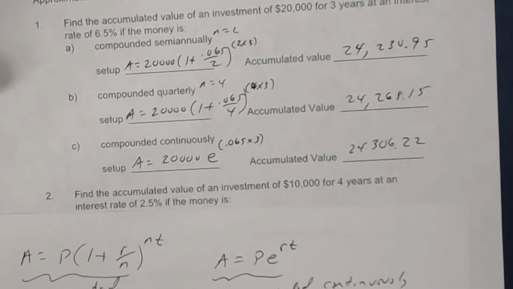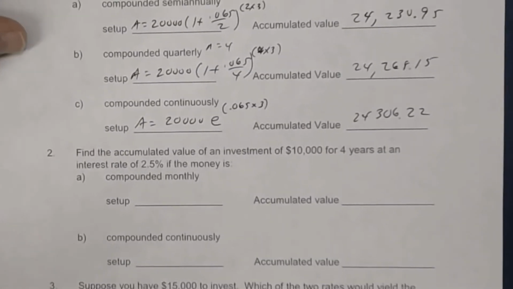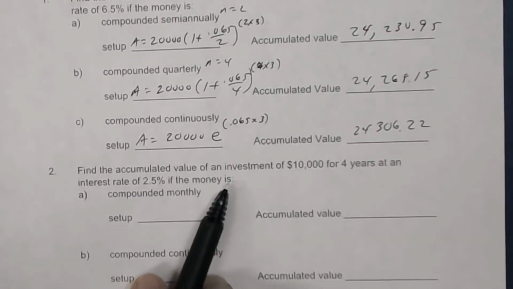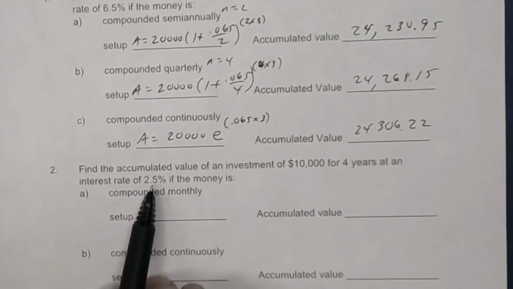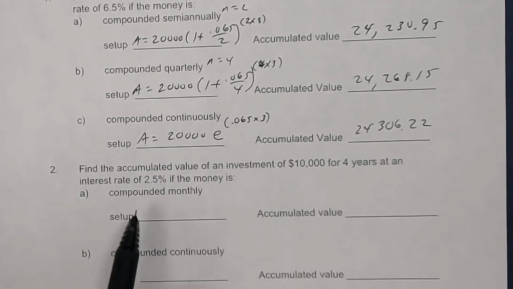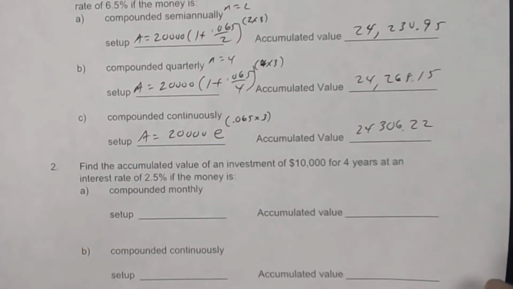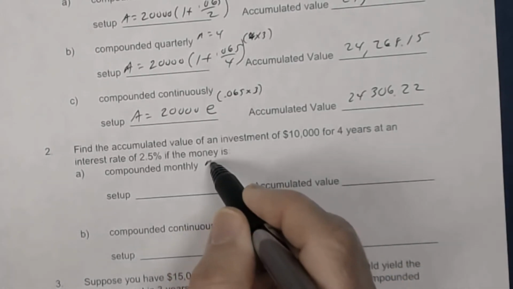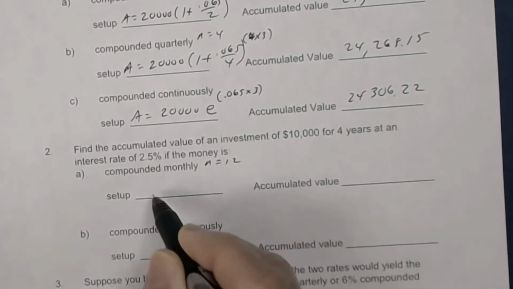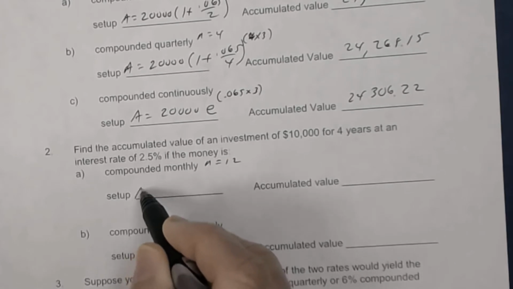Okay, number 2. So find the accumulated value of an investment of $10,000 for 4 years at an interest rate of 2.5%. So it's the same. You can do the same thing, except this time the numbers are different. All right, so compounded monthly means n is what? How many months in a year? 12.